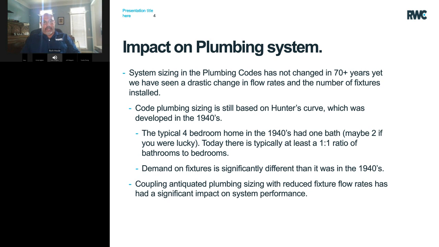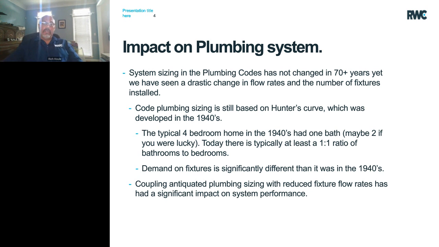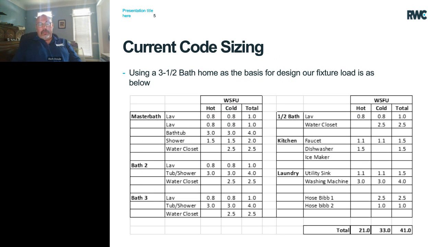When we couple the antiquated plumbing sizing with reduced fixture flow rates, it's had a significant impact on our system performance. Our systems today are significantly oversized. So if we take a look at our current code sizing, this is a methodology out of the Uniform Plumbing Code using Chapter 6. If we look at a typical 3.5 bath home as a basis for our design, we add up all of our water supply fixture units for all of our fixtures.